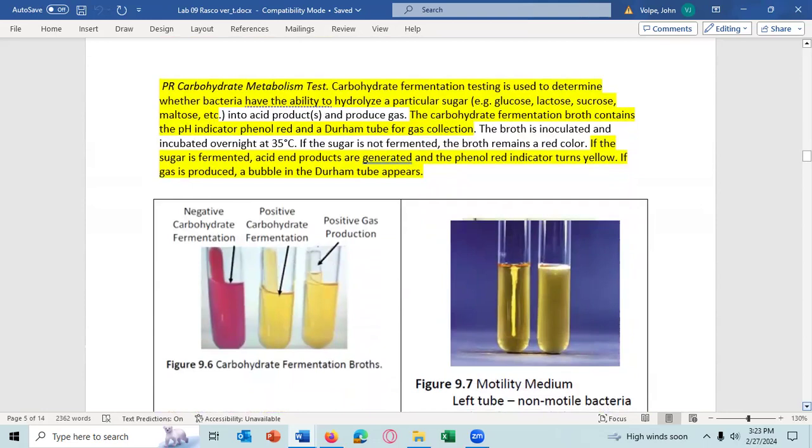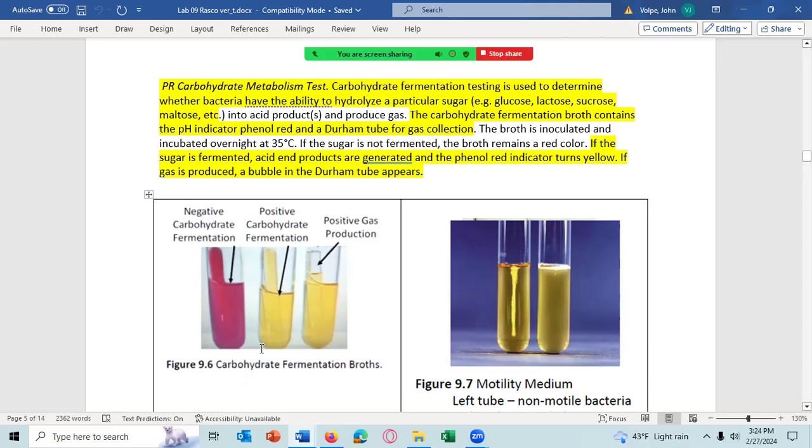Let's move on then to the PR carbohydrate metabolism test. This test is a tube that has one sugar in the broth. And if the bacteria can ferment that sugar, it will make acid products in fermentation. And the color will change from a reddish or pinkish color to a yellow color. This we call acid, so we abbreviate that A. That would be negative or K. K stands for alkaline. Negative just means the test doesn't work, isn't positive.